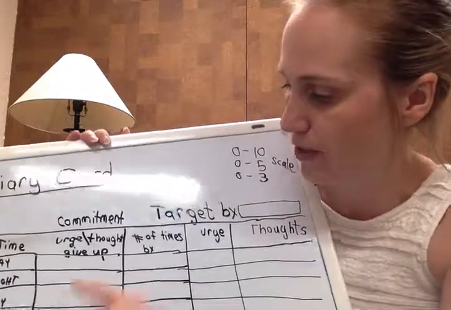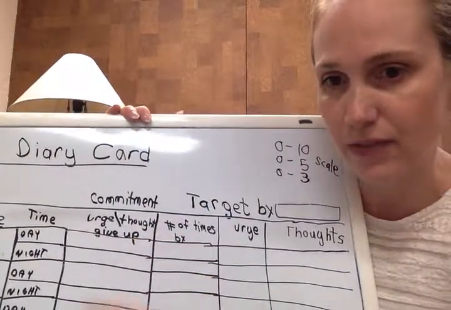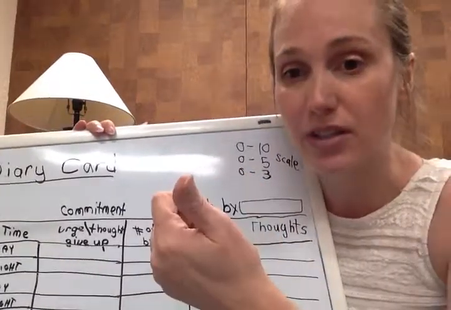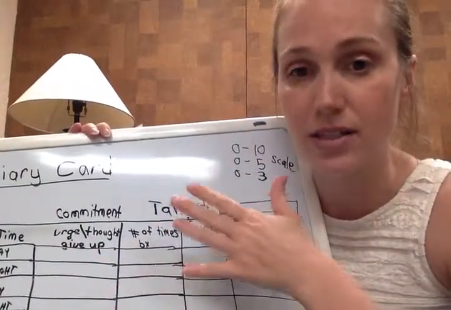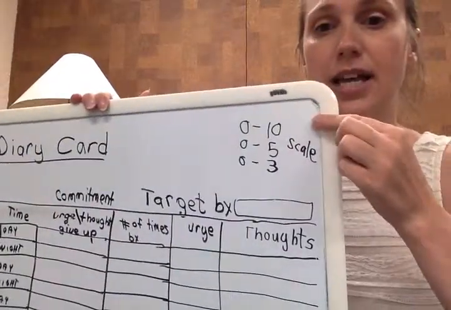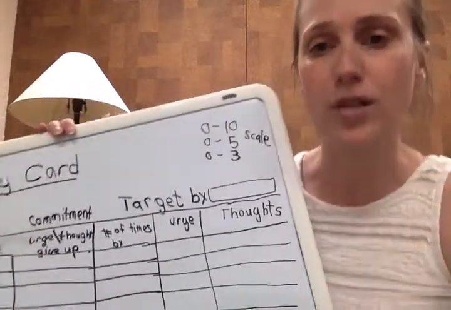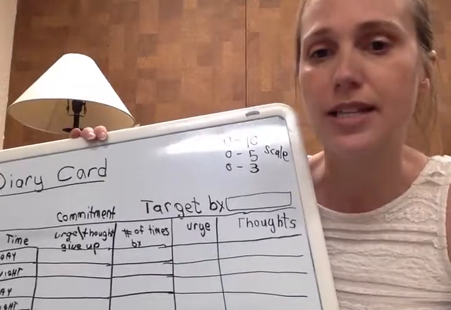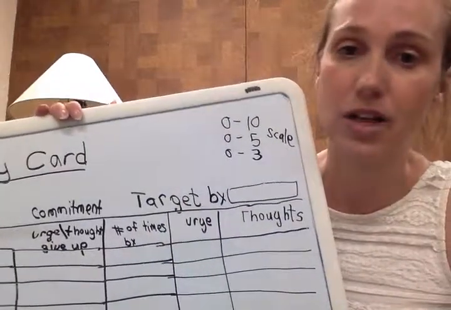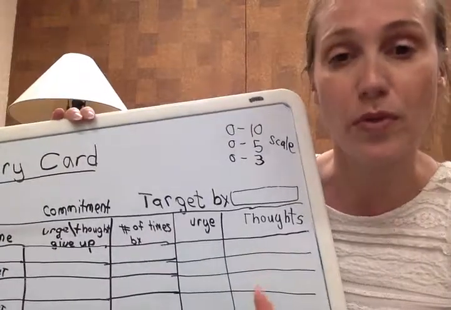I would probably start with how committed am I to giving up this behavior, or how committed am I to even tracking or doing this treatment at all. And you can scale it from 0 to 10, 0 to 5, 0 to 3, whatever works best for you. So if you're going to say 0 as in, I do not want to do this at all, I'm not committed, I'm ready to give up, then know that that's what your scale is.